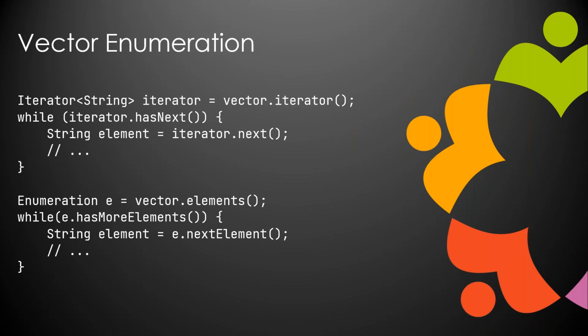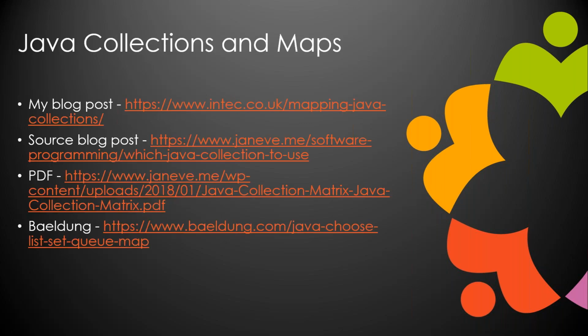So I mentioned iterators and enumeration. For an iterator, you do vector.iterator, and while iterator.hasNext, iterator.next. For enumeration, it's vector.elements, and while e.hasMoreElements, e.nextElement. As we'll see when we go on to streams, there isn't really a need to use either of those now with Java 8.